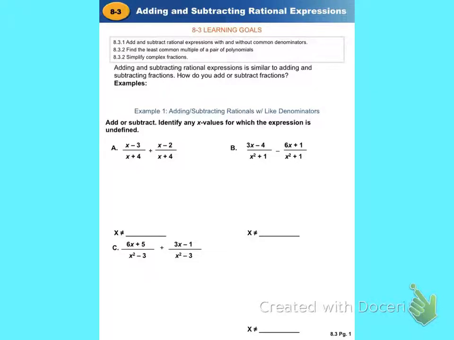Hey guys, welcome to lesson 8.3, adding and subtracting rational expressions. So recall, we just finished up multiplying and dividing rational expressions. And now we're going to look at adding and subtracting rational expressions.